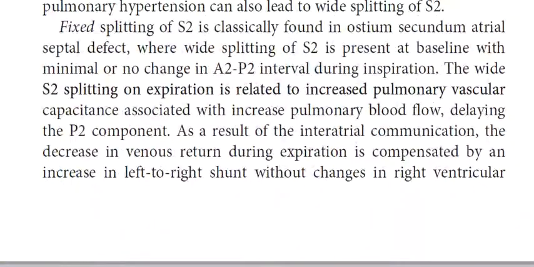Fixed splitting of second heart sound is classically found in ostium secundum atrial septal defect, where wide splitting of second heart sound is present at baseline with minimal or no change in A2-P2 interval during inspiration. The wide S2 splitting on expiration is related to increased pulmonary vascular capacitance.